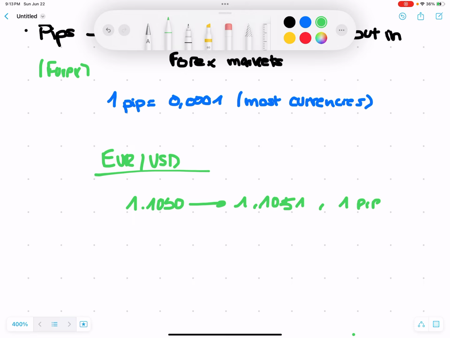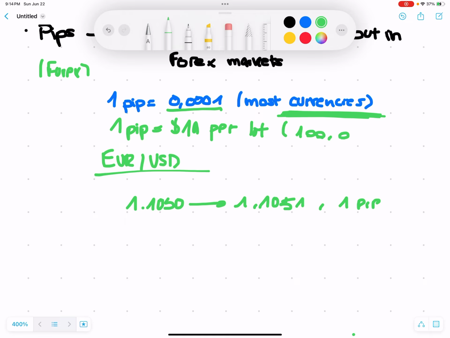It all depends. Gold is going to have a different movement, because gold is not a currency, gold is a metal. But in most currencies, one pip is equal to this number right here. On average, this is just a random fact you don't have to remember, it's about $10 per standard lot, because on Forex they trade with lots. We're going to talk about lots in a second. A lot is around 100,000 units.